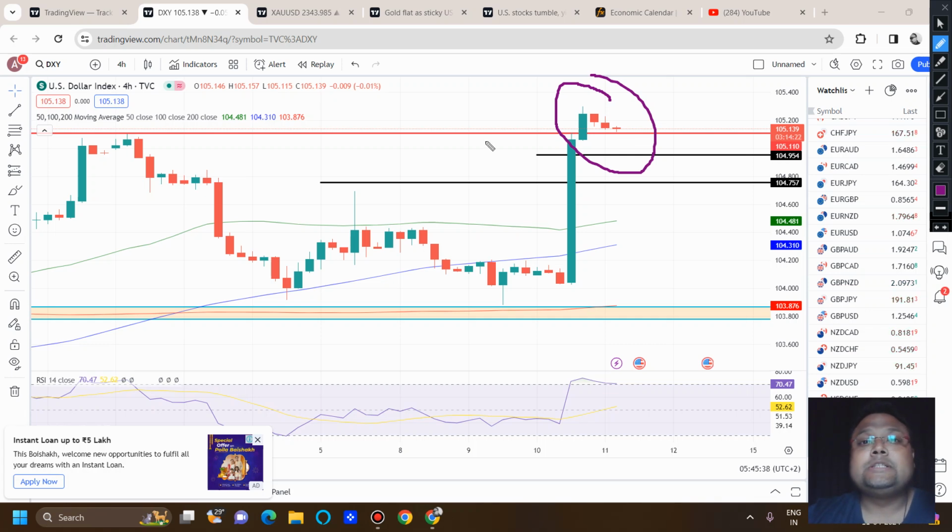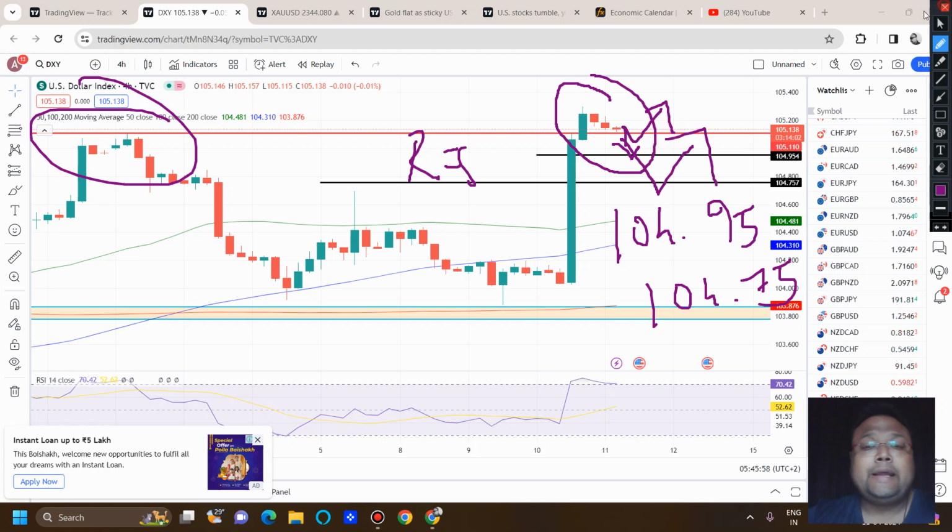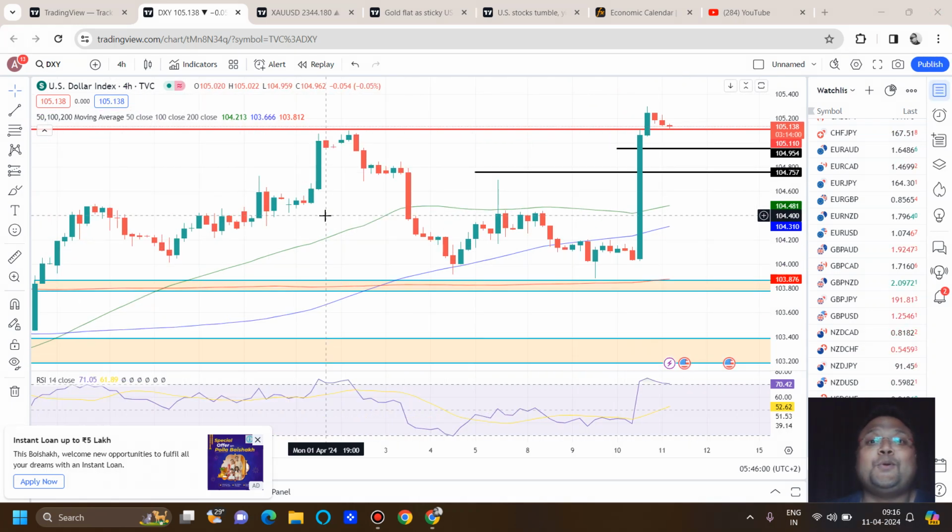DXY is right now standing at the previous resistance, so the previous resistance may work as support and DXY may bounce from here. And if it continues the retracement, then the next levels will be 104.95 and 104.75. From these two levels, you can definitely expect DXY to bounce back. So plan your trades accordingly, except gold. And this is the chart of gold.